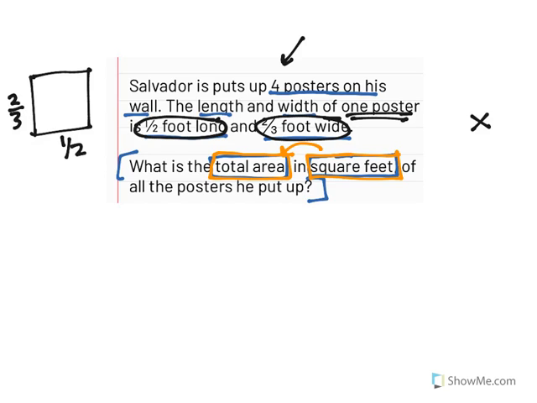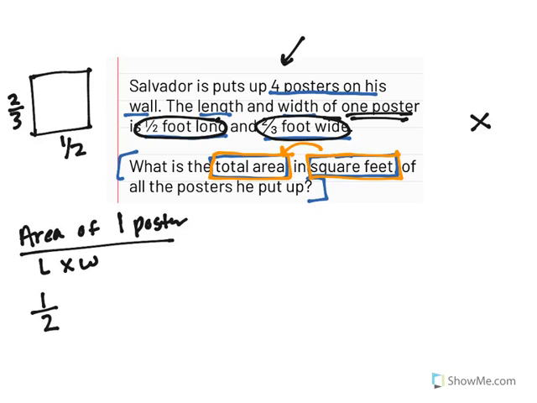First, we solve for the area of one poster. I know area is length times width. We know the length is 1/2 foot long and the width was 2/3 foot wide. So when I multiply, we've got 2/6. That is the area of just one poster.